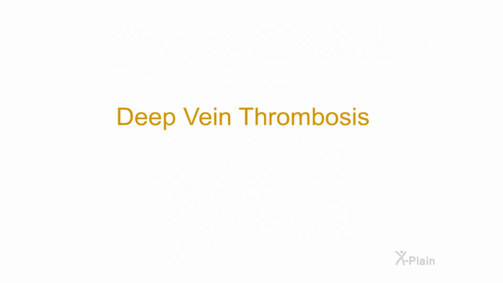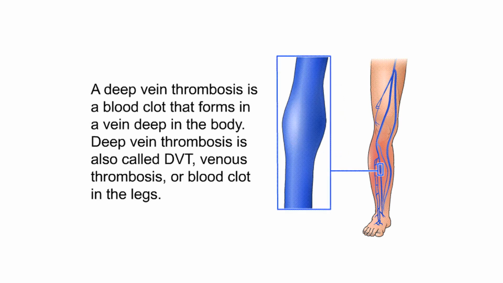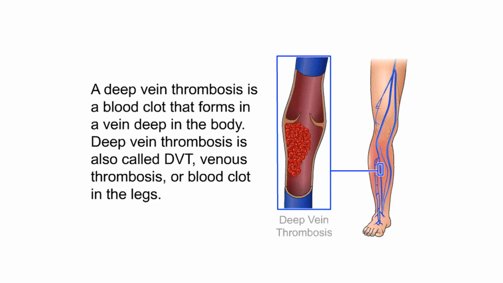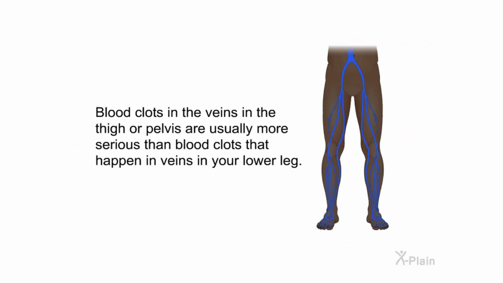Deep vein thrombosis. A deep vein thrombosis is a blood clot that forms in a vein deep in the body. Deep vein thrombosis is also called DVT, venous thrombosis, or blood clot in the legs. Most deep vein clots occur in the leg veins. They can also occur in other parts of the body. Blood clots in the veins in the thigh or pelvis are usually more serious than blood clots that happen in veins in your lower leg.